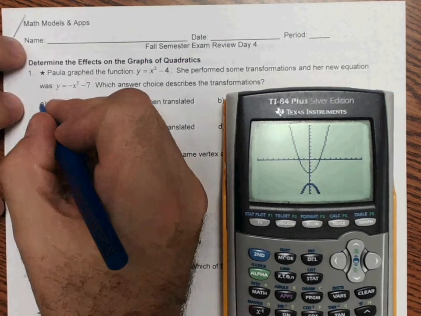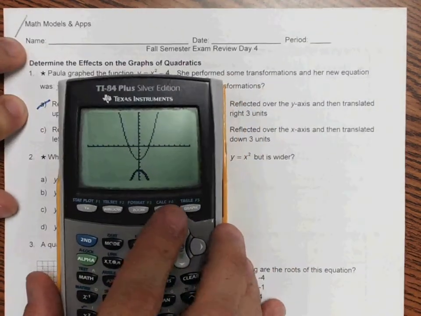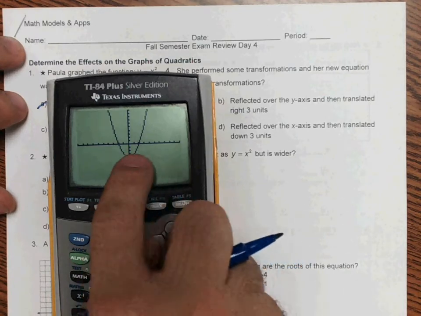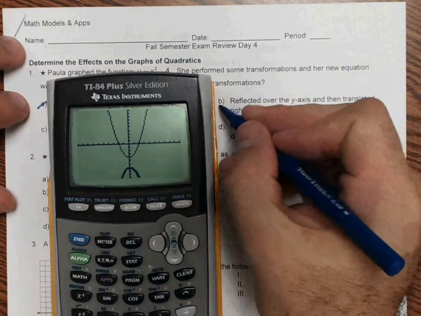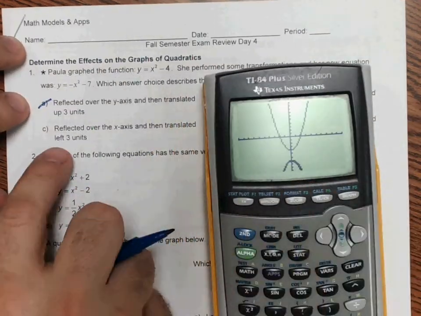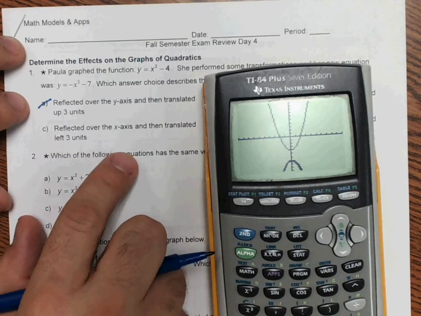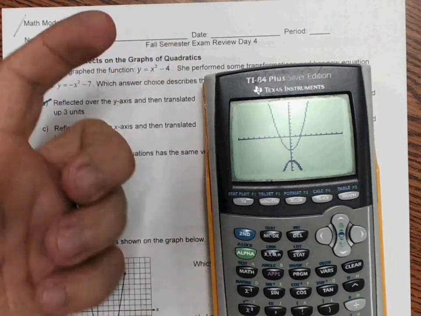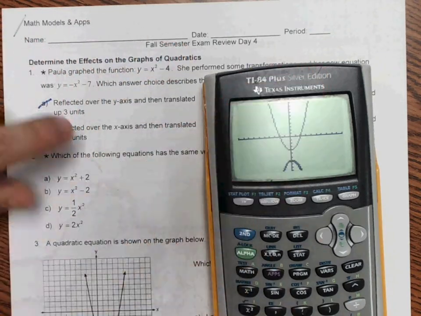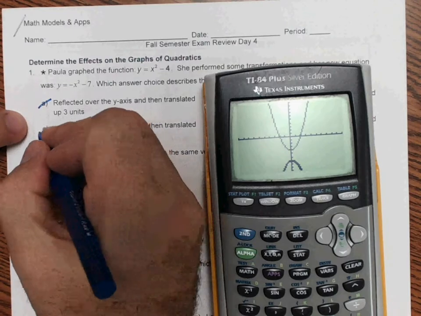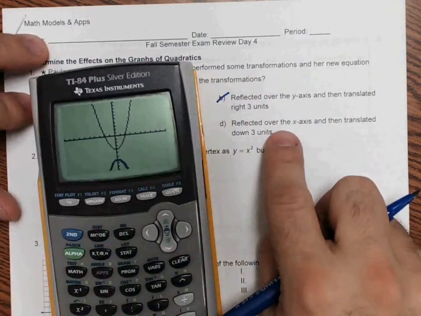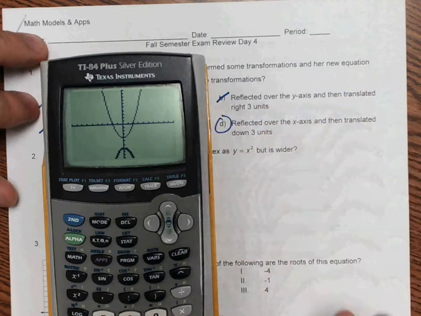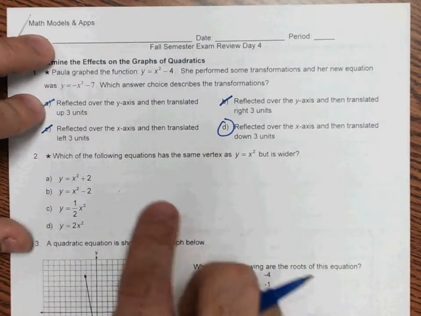Letter B says it's reflected over the y-axis and translated right 3 units. Well, it isn't translated right at all. It's just down, so that's out. Letter C says reflected over the x-axis, then translated left 3 units. Well, it definitely reflected over the x-axis, which makes your U shape flip over like this, but it did not translate left at all. And then here we have reflected over the x-axis and translated down 3 units. That's what we mentioned in the first place. So that's the correct answer there.